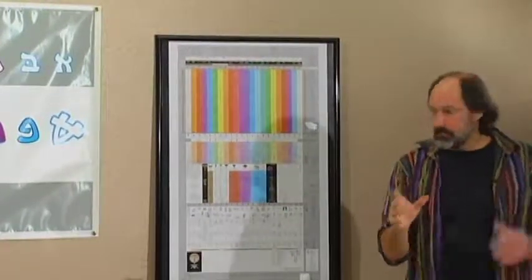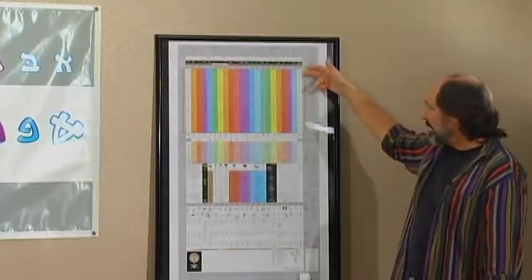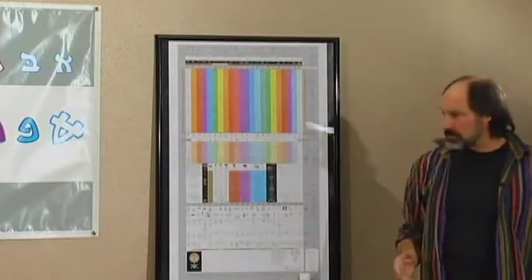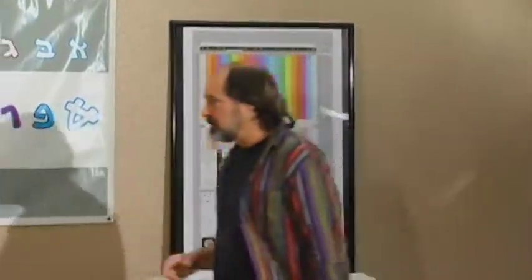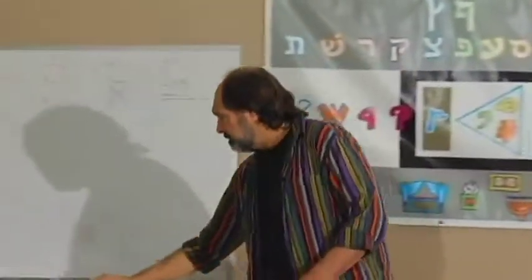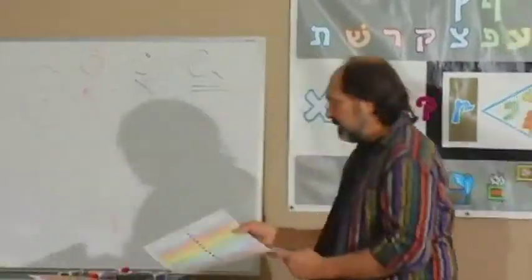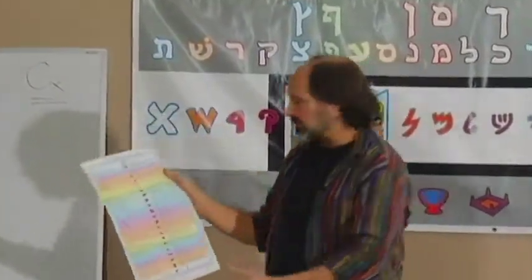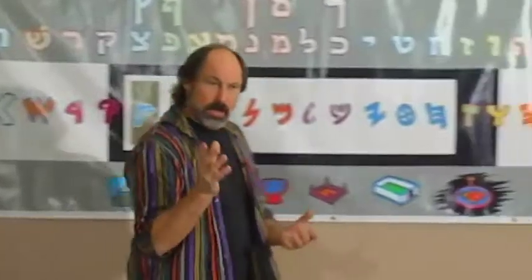The reason why the letter Aleph is in white and the letter Tav is in white, you'll notice the similarity on this chart here. Aleph and Tav are in white, and then there's an array of color, a spectrum of colors, for the other letters. It's because white light contains all the colors. When all the colors are put together, they look like white light.